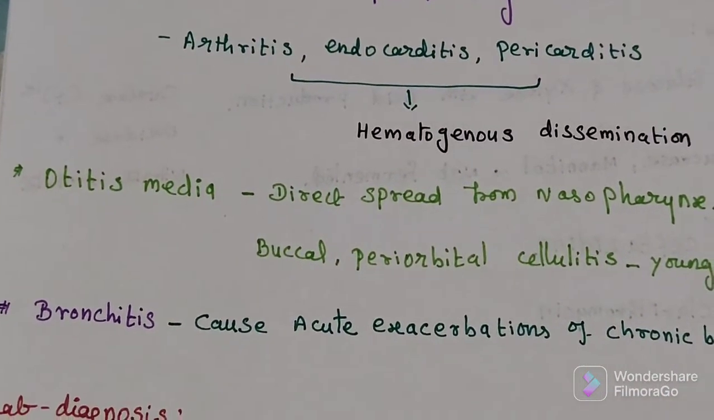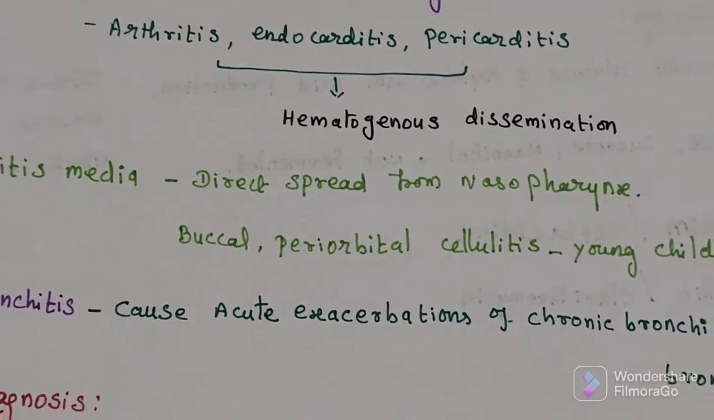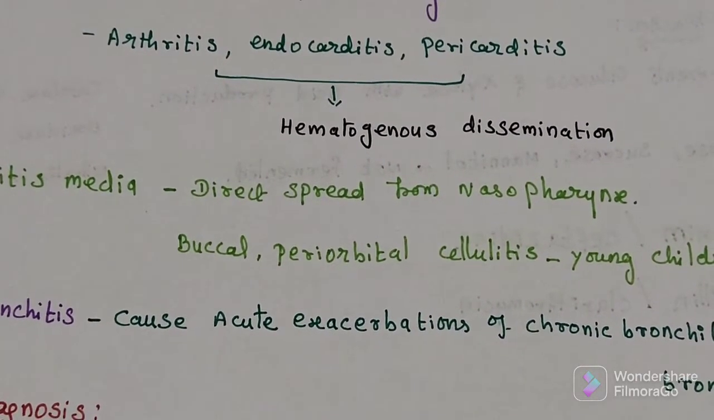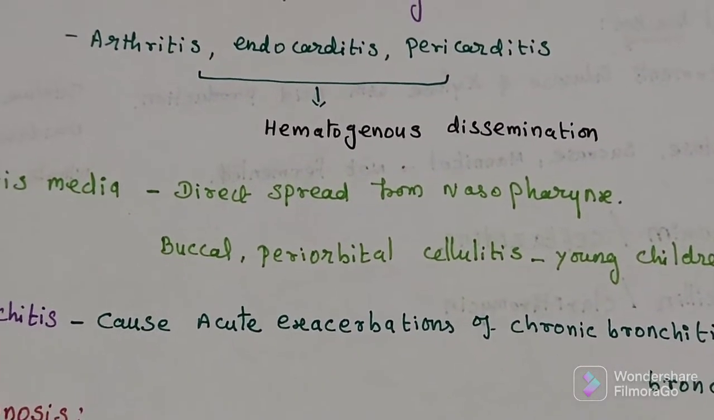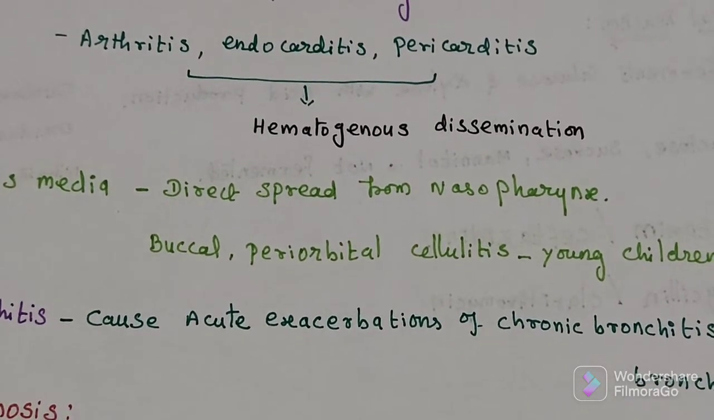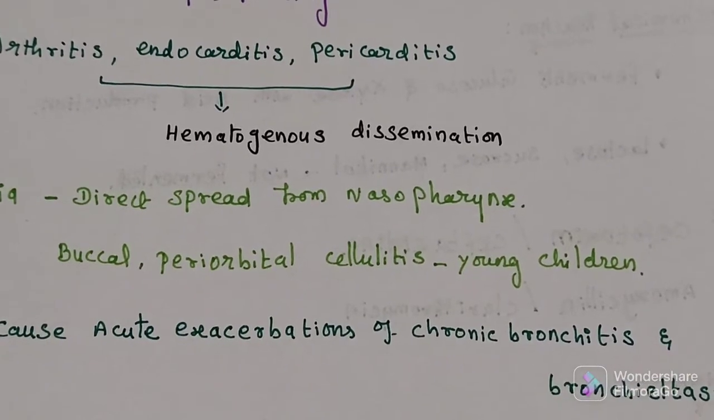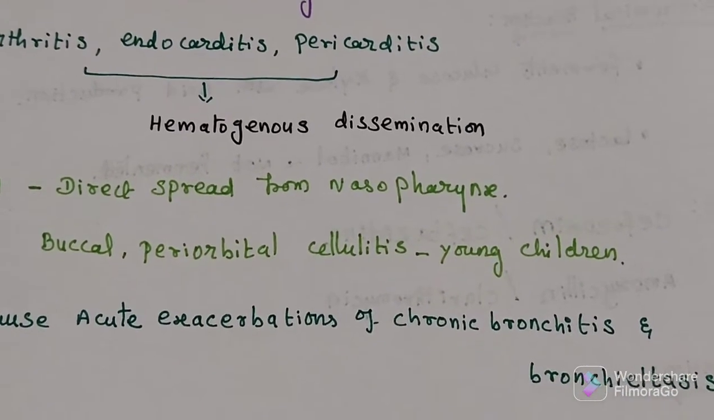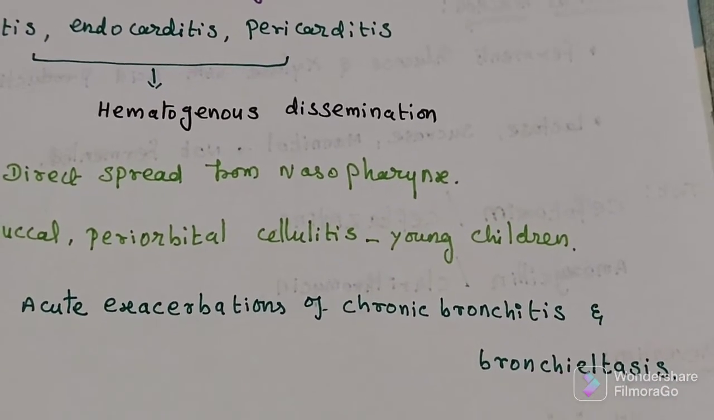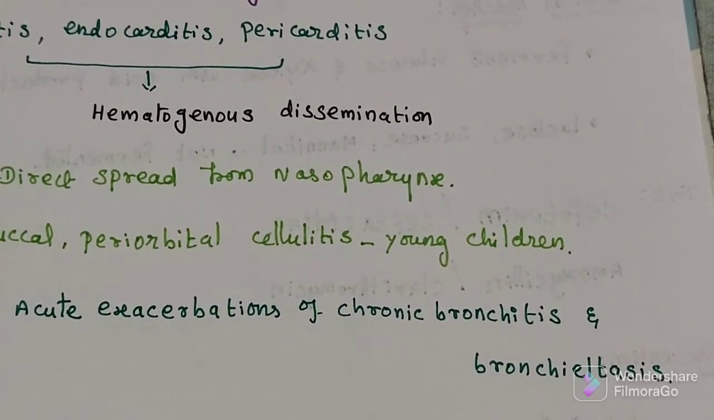Next is bronchitis. Haemophilus influenzae is associated with pneumococci, and they cause acute exacerbation of chronic bronchitis and bronchiolitis.